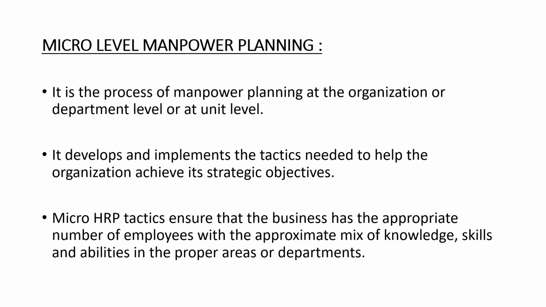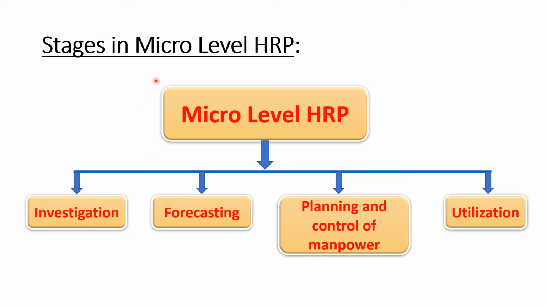Now, when we look at the stages involved in this micro level HRP process, there is first the investigation stage. This is from the point of view of an organization. In the organization we first investigate what kind of job or what kind of human resource is required for a job, and then we forecast the need for the job, and then we plan and control the manpower, and then utilize the manpower to the maximum extent possible.